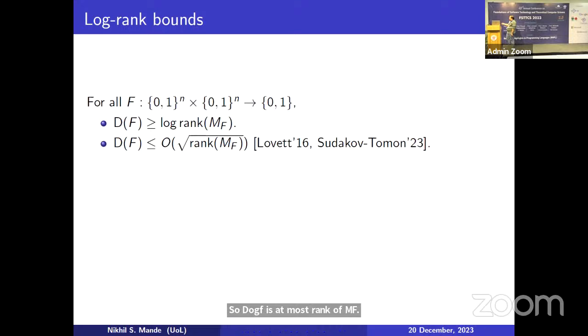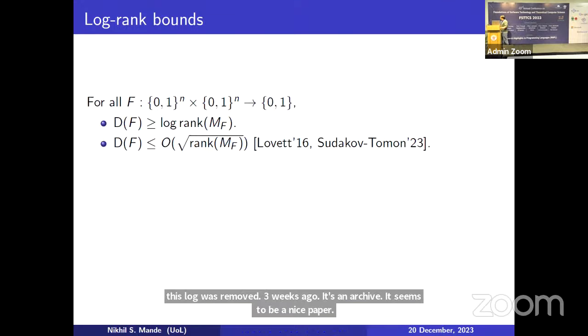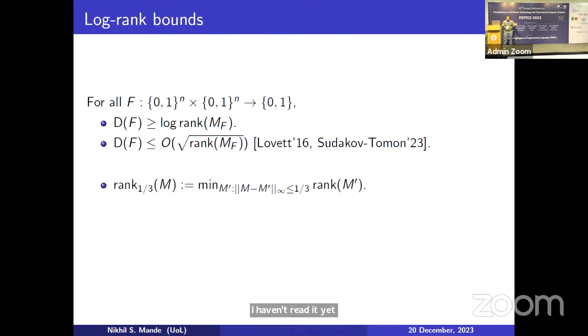And in 2016, in a beautiful work, Lovett showed that communication complexity is at most square root of rank times log of rank. And this log was removed 3 weeks ago. It's on arXiv. Seems to be a nice paper. I haven't read it yet. Okay. So yeah, it's a very happening area of research. People are always working. Good.